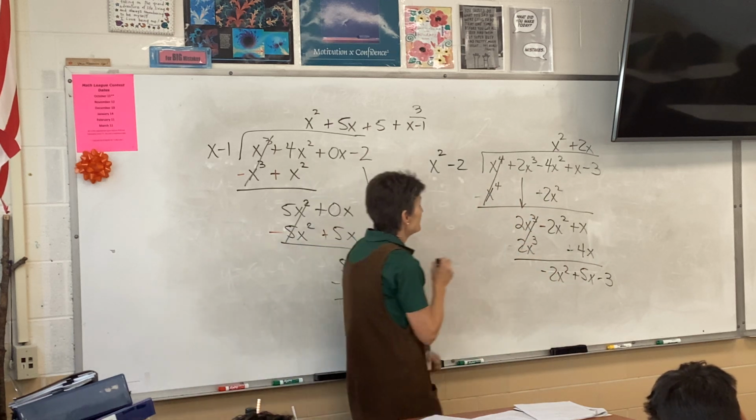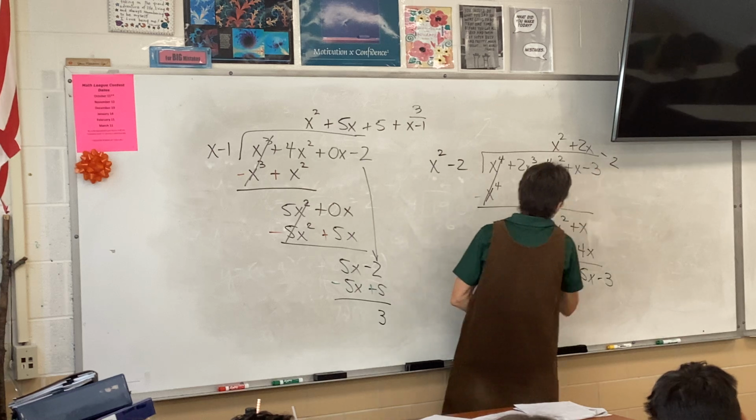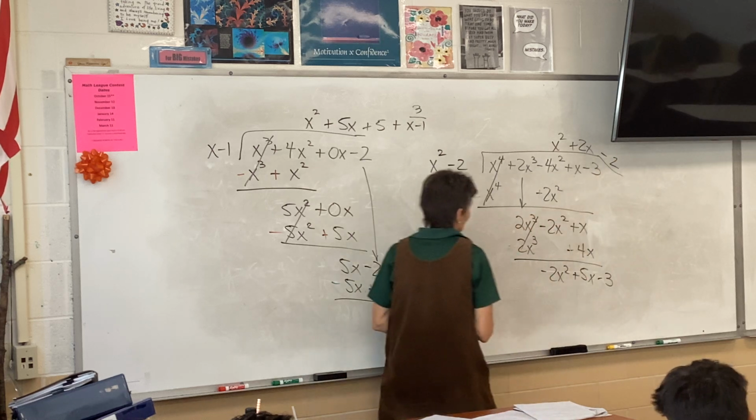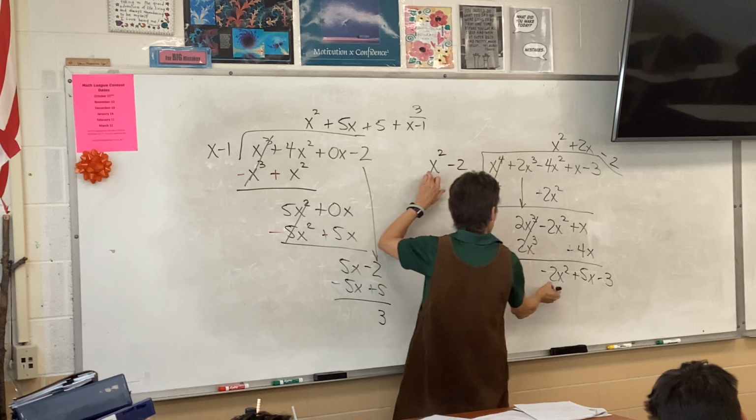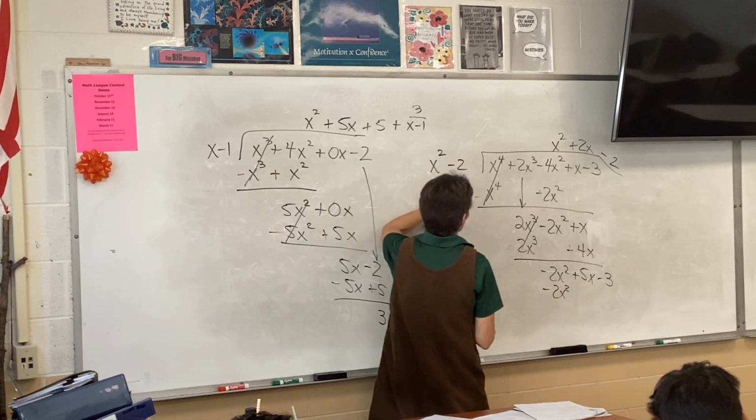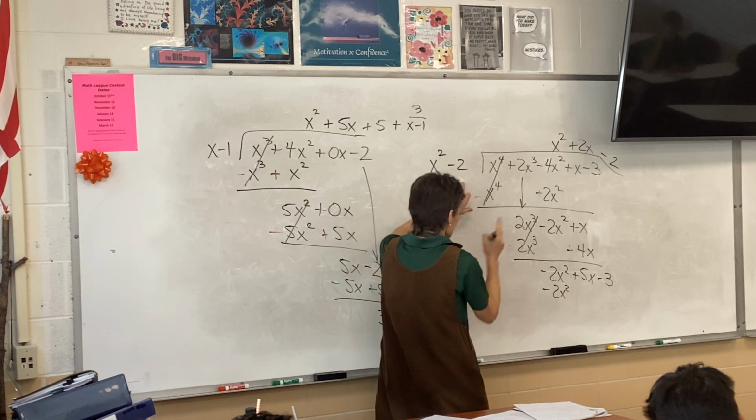Multiply by, need a negative 2. Negative 2. So I get negative 2x squared plus 4.